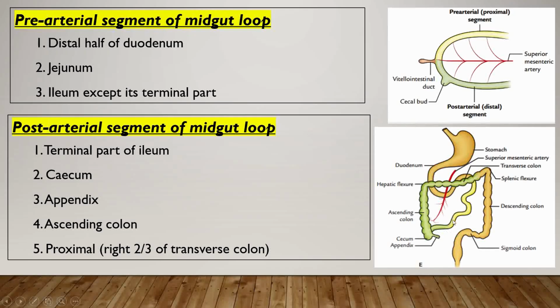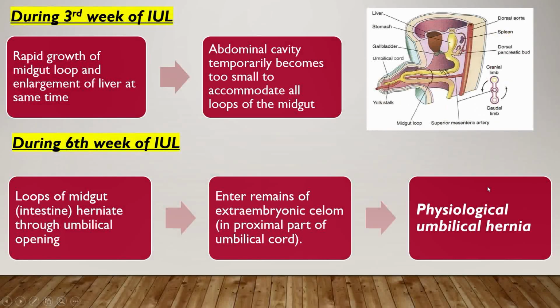Post-arterial segment of the midgut gives the terminal part of ileum, then it forms cecum, appendix, ascending colon, and right 2/3 of transverse colon, because here at the junction of right 2/3 and left 1/3 of transverse colon there is posterior intestinal portal which is junction between midgut and hindgut.